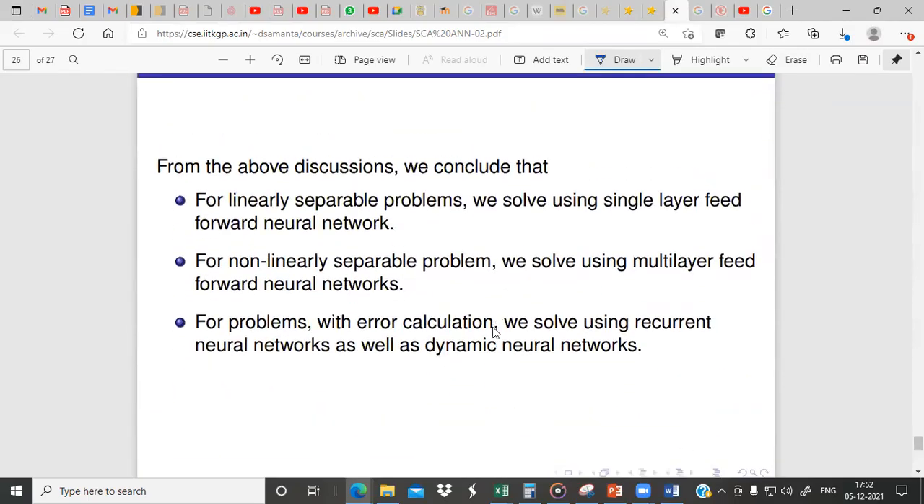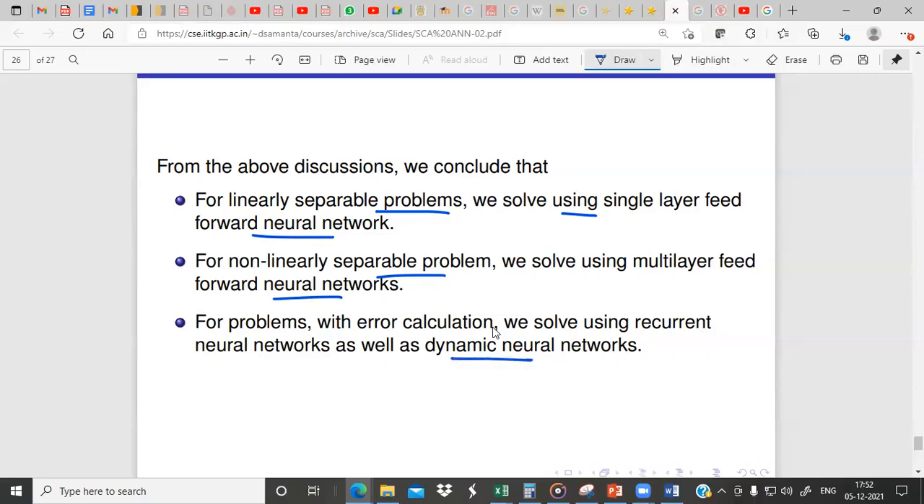The conclusion of what we have discussed in this session is that for a linearly separable problem, we can use a single layer feed forward neural network. For a non-linearly separable problem, we should use a multi-layer feed forward neural network. For real-time problems like face recognition or object detection, you cannot use a static neural network. We need dynamic neural networks.